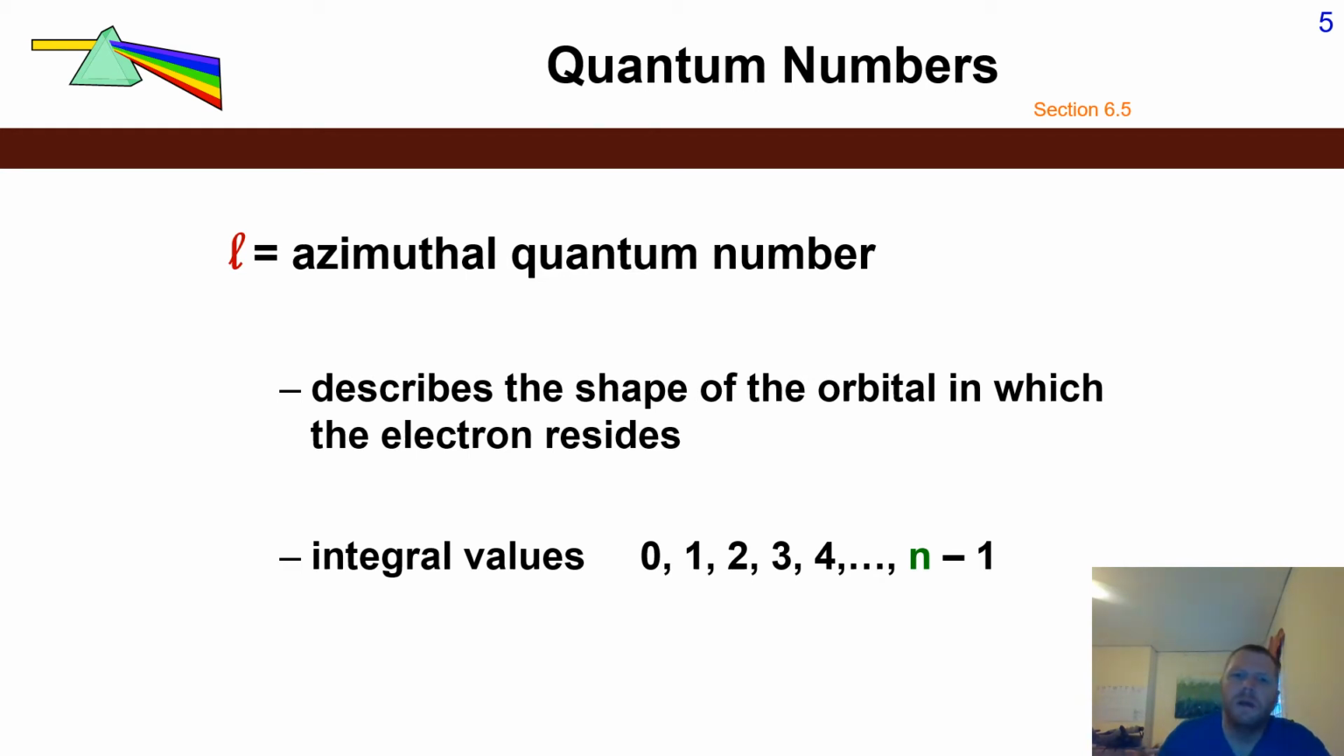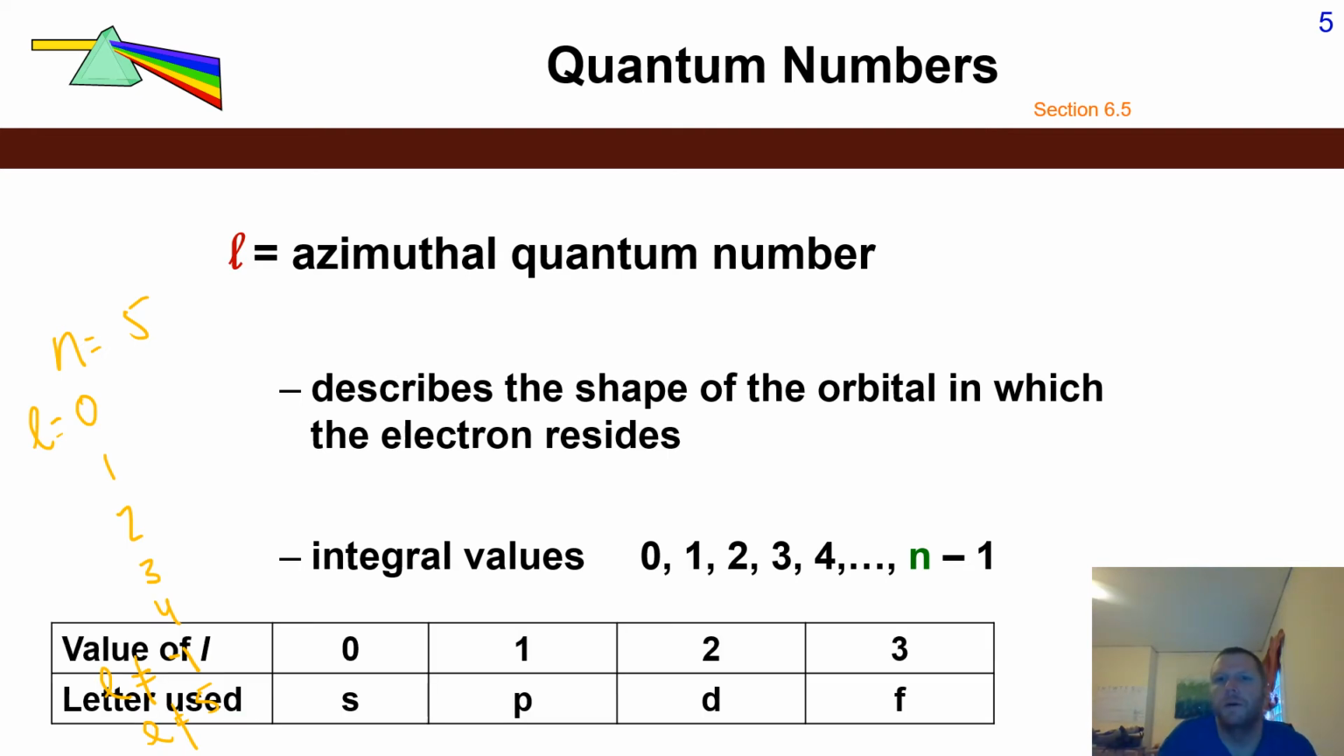So if you have n equals 5, what's really important for you to understand is the possible values that l could be. If n equals 5, then l could be 0, 1, 2, 3, or 4. l cannot be -1. It could not be 5. Okay, so these are important constraints, and understanding these rules is very helpful for you.